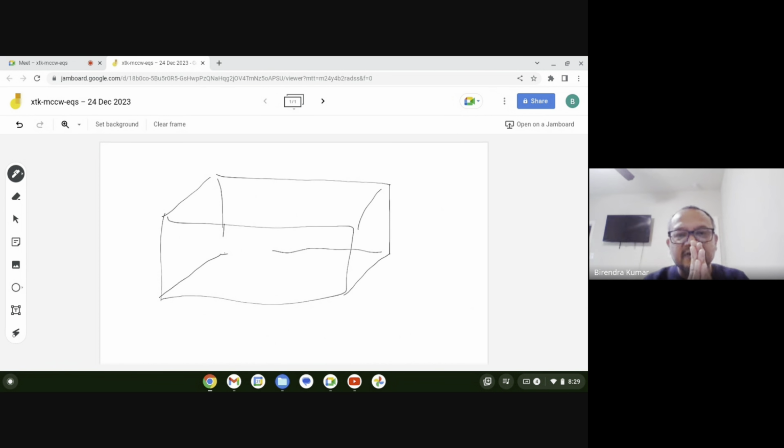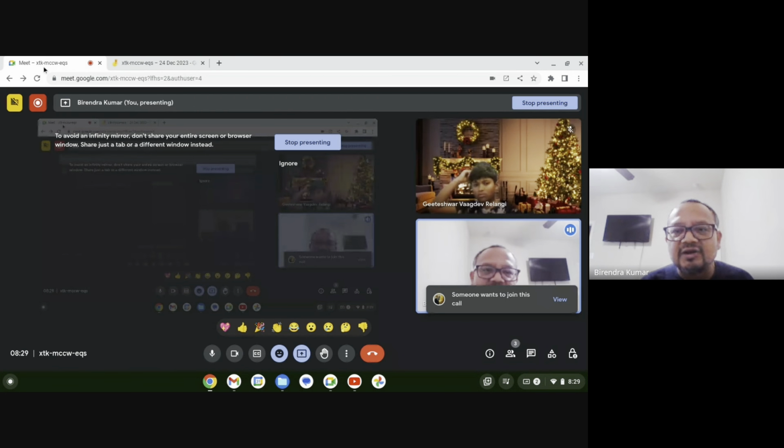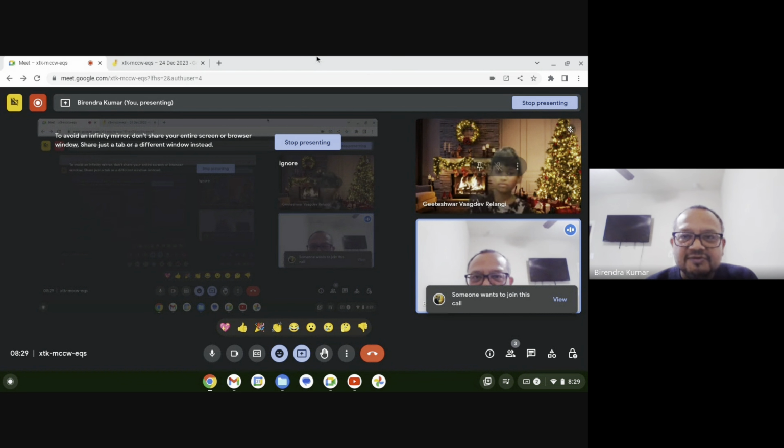So the difference between a cube and a cuboid is that a cube has all the sides the same, and cuboids have length, width, and height that could be different. Clear? So you can call it a cuboid or you can call it a rectangular prism, depending on what you are comfortable with. You are on mute, Gitesh. I want to hear you if you have any confusion.